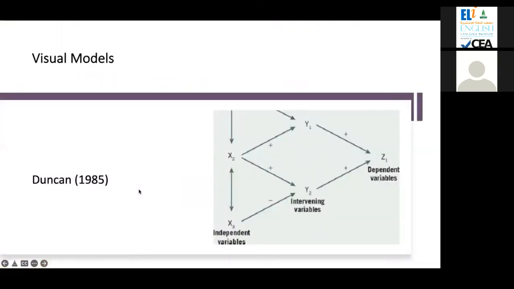The last form or the last method is the visual models. And this helps, especially if the research is maybe scientific in nature, if it's complicated somehow, and if the relationship between the variables is really complicated. So researchers or theorists might use a visual model with arrows, showing the direction of relationship between the independent variables, dependent variables, intervening variables.